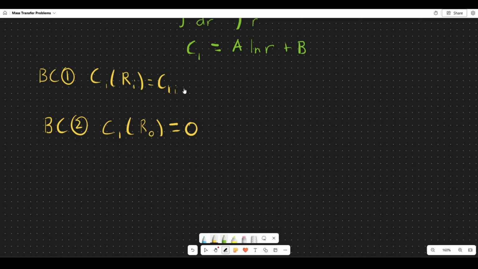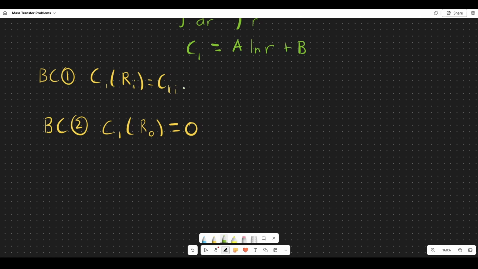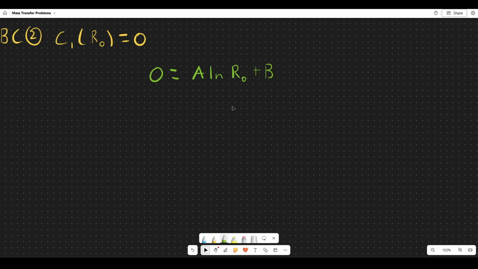So if we plug this in, what do we get? We get 0 equals a ln r naught plus b, right? So that means b equals negative a ln r naught.